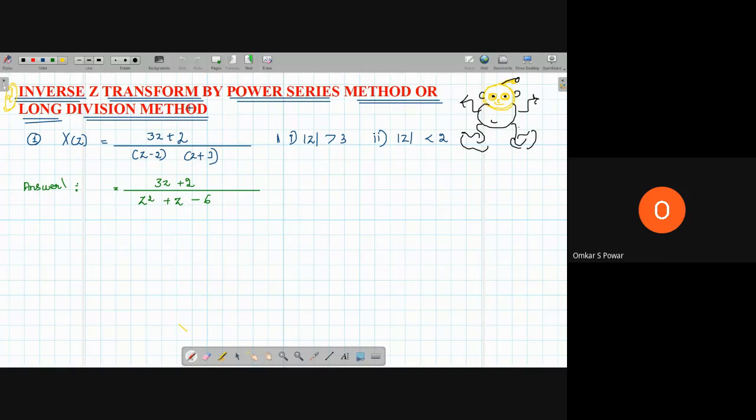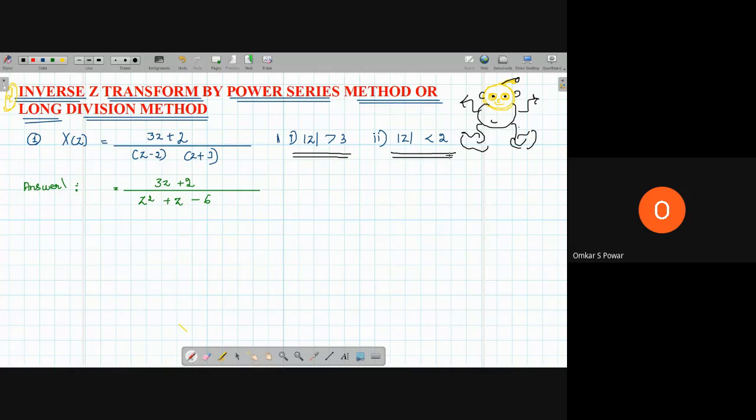Find the inverse Z transform by the power series method, particularly if they ask us to solve using this method. X of z is equal to (3z plus 2) divided by (z minus 2)(z plus 3). Find the inverse Z transform for the first condition, mod z greater than 3, and the second condition, mod z less than 2.